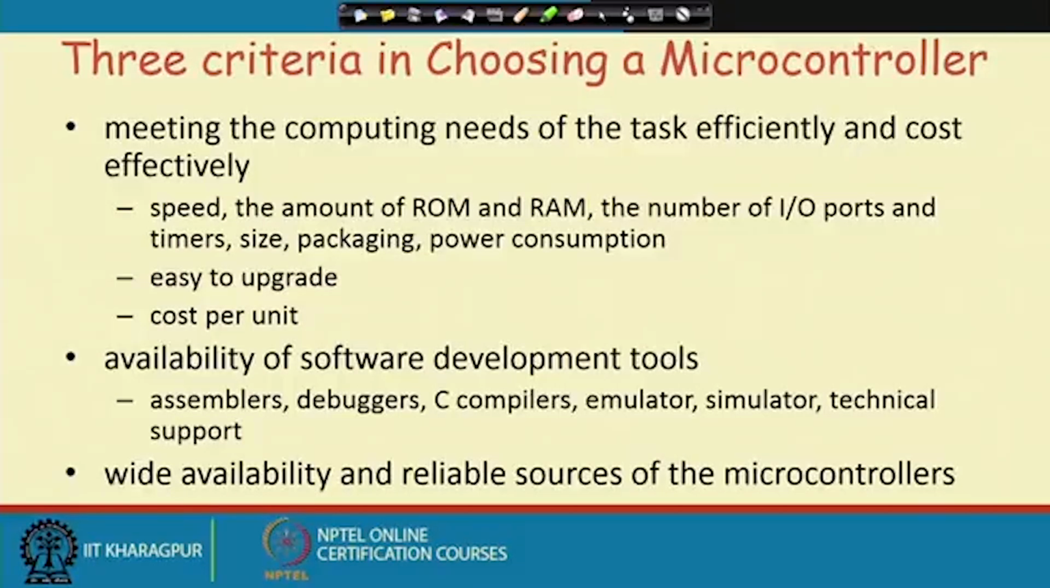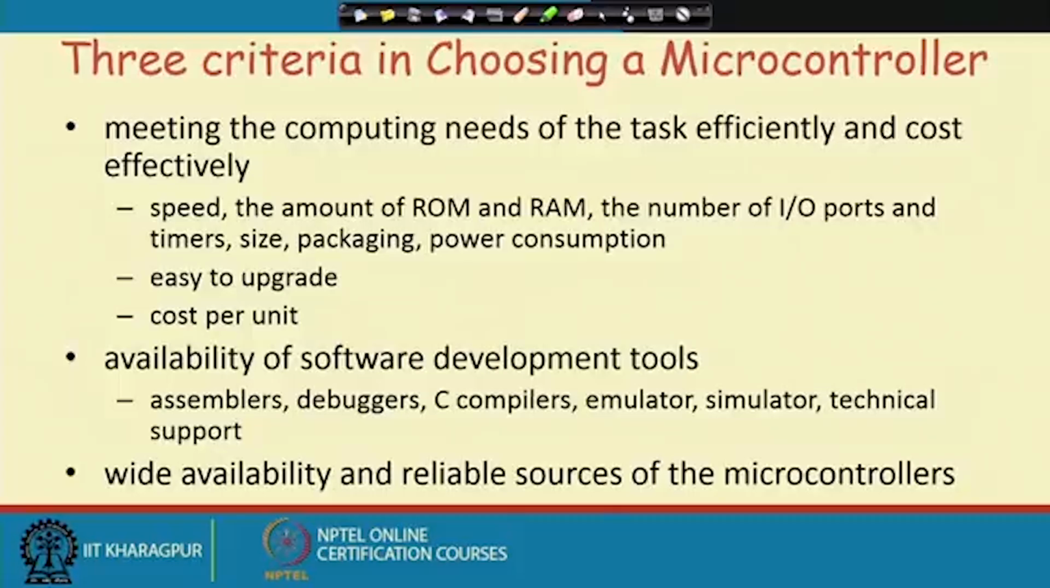The task has to be completed within some fixed amount of time. If the processor is slow, it will not be able to complete the task within a reasonable amount of time. So, the speed of the processor is one parameter. Then the amount of ROM and RAM that we have in the system. If the ROM is small and my application's program size is large, then I need to connect external memory to the chip. That way the footprint will go up.